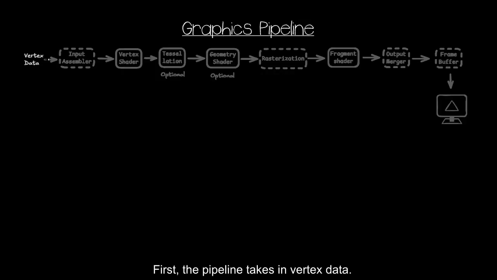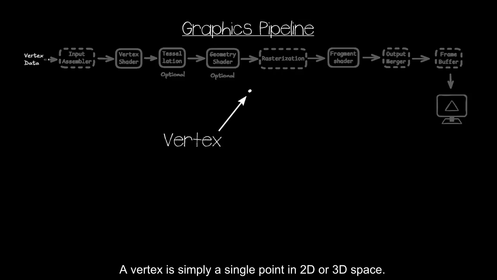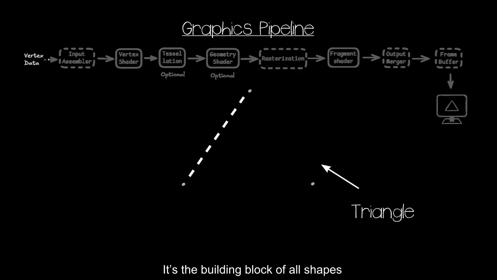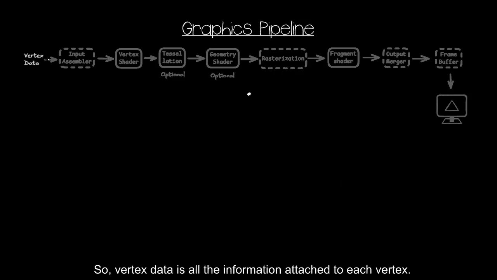First, the pipeline takes in vertex data, but before we talk about vertex data, let's understand what a vertex actually is. A vertex is simply a single point in 2D or 3D space. It's the building block of all shapes. So, vertex data is all the information attached to each vertex. The must-have piece of data is position. Then there are optional but very common attributes.